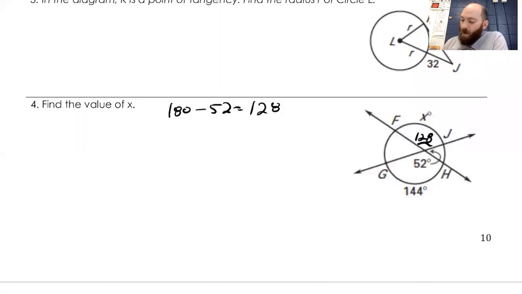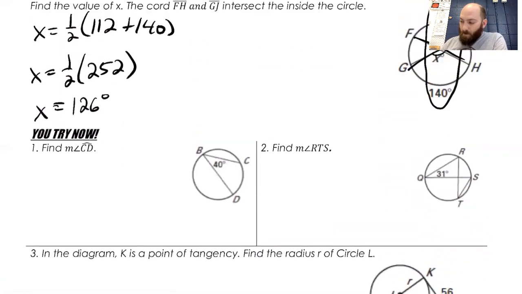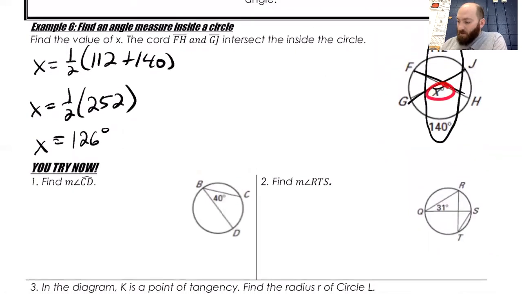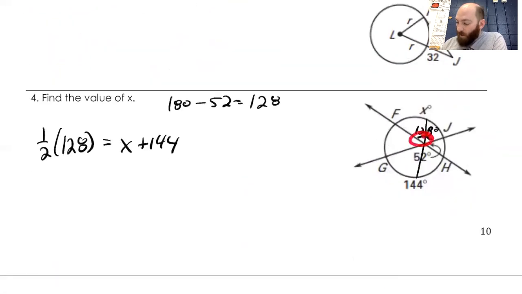So, all right. 180 minus 52 is going to be 128 degrees, which is right here. When I draw that straight line in, I'm relating X and 144. So if I do what I did earlier, which is 1/2 of the angle, I'm going to take 1/2 of 128, and that is equal to the sum of X plus 144. So that's how I need to solve this one. It's a little bit different than the setup from before, which is finding the angle down in the middle here based on the two arcs. Now I'm giving you the angle and one arc, so you have to find the other arc by doing this algebra.